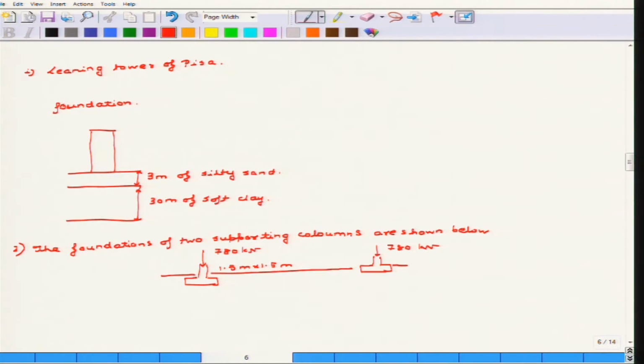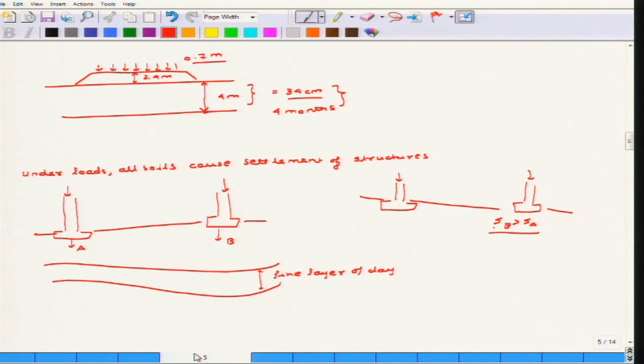This is a layer of sand. Now, as I have said in the previous problem also, the clay layer may not be uniform just below. The clay layer may be different below one foundation and may be different below the other foundation. That is one of the major reasons why the soil investigation is to be carried out very accurately. Otherwise, the differential settlement may affect the structure very much.